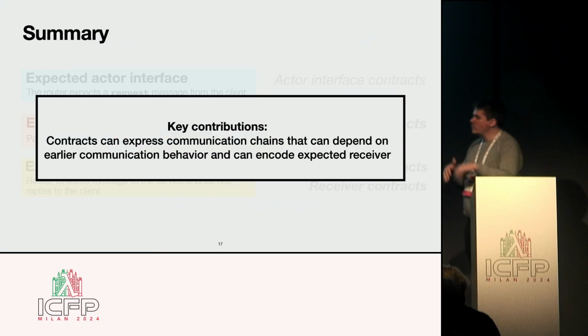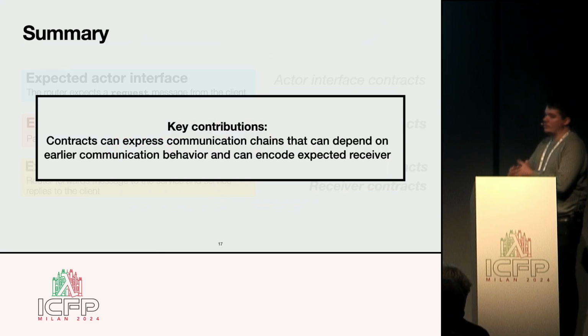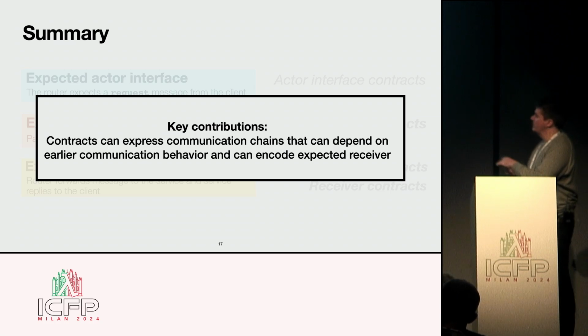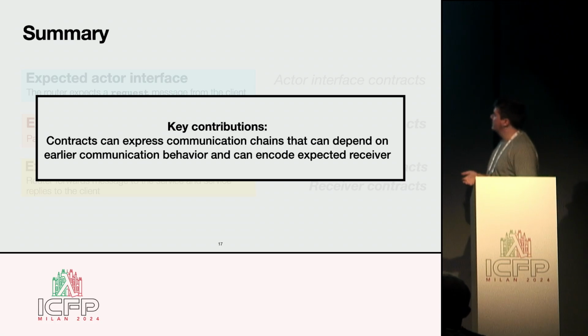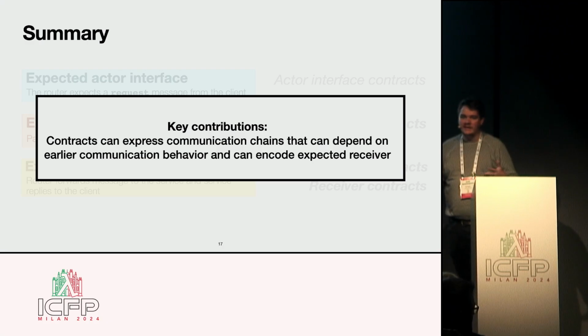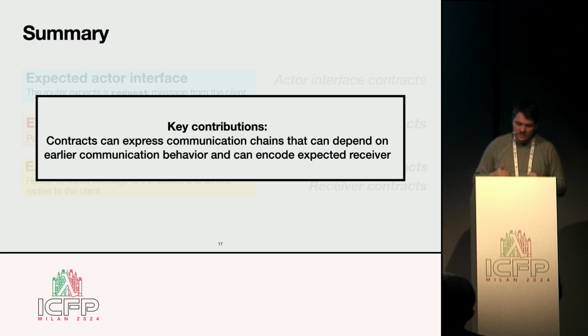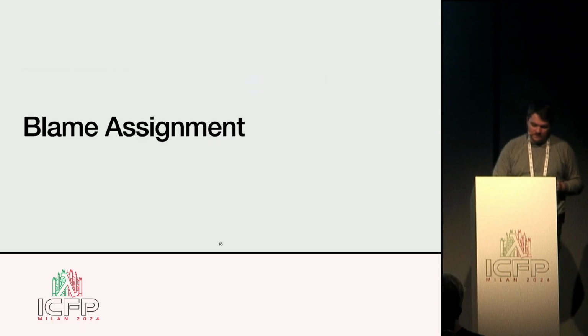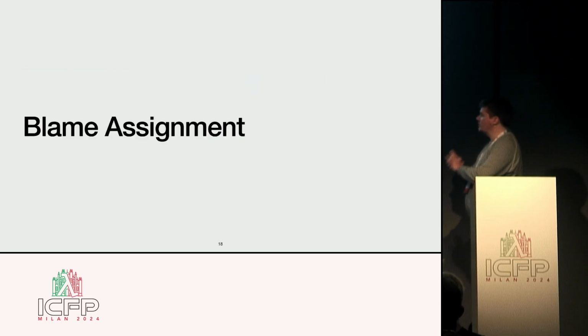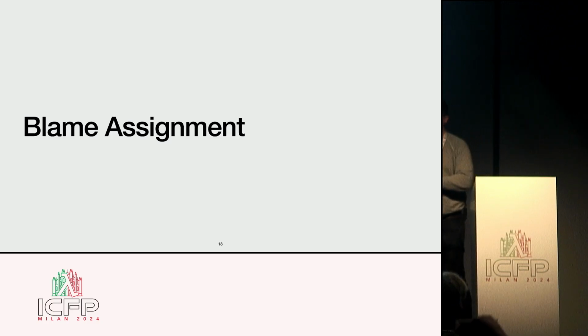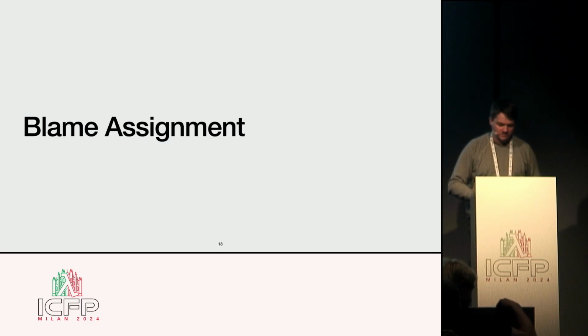So to summarize what we have done so far, we have created a contract system to express communication chains that can depend on earlier communication behavior, as well as introduced contracts on the expected receiver. So now I would like to talk about how blame assignment works in this system.